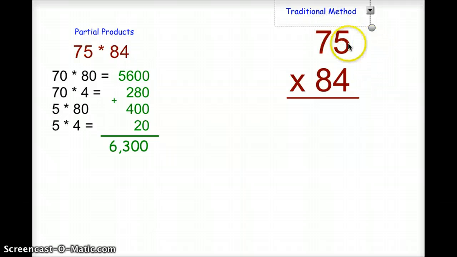To start in the traditional method, you need to line up the columns, the ones on top of the ones column, the tens on top of the tens column, and if more digits are there, add the hundreds on top of the hundreds and so on. We're going to start right here with the 4.